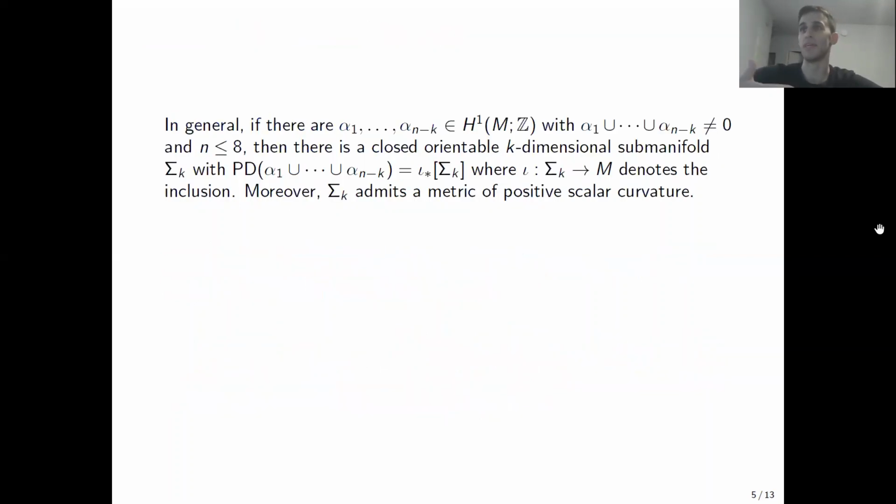So in general, we kind of just want to repeat this process. So you have degree 1 classes, alpha 1 up to alpha n minus k, with non-zero cup product. And n here is again still less than or equal to 8, so we can get these smooth hypersurfaces. Then if you repeat the process on the previous slide, what you get down to is a k-dimensional submanifold, closed orientable, which is Poincare dual to the cup product of those degree 1 classes. Moreover, at each step, you maintain the property of admitting a metric of positive scalar curvature. So this k-dimensional submanifold will have positive scalar curvature too.